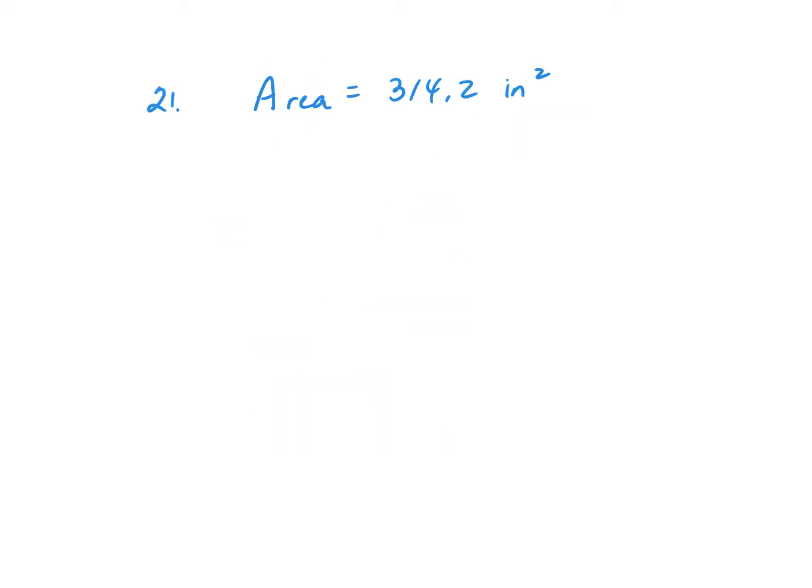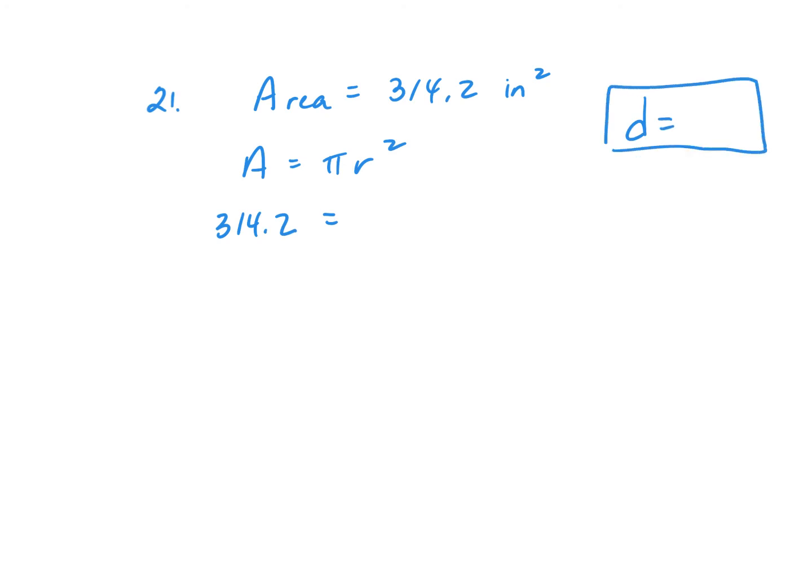So they're giving us the area and they need us to find the diameter. This one takes a little longer, so pay attention. The formula for area is pi r squared. So I know my area is 314.2. I put it in for the A. They want us to find the diameter. That's what they want us to find, okay? So when I do that, I have 314.2 equals pi r squared. I don't know the radius.